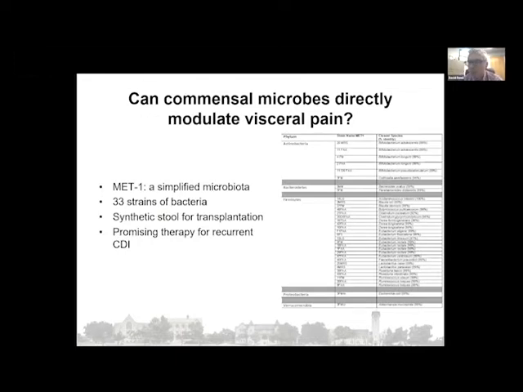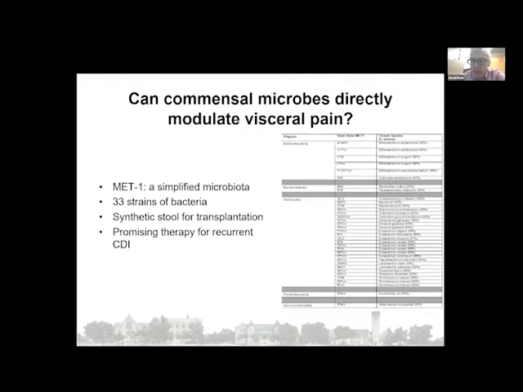And this has been looked at more recently by a colleague here at Queen's, Dr. Alan Lomax. In his lab, they used MET1, or Microbial Ecosystem Therapeutic 1, which is actually a simplified microbiota of 33 strains of bacteria from a healthy individual. And this MET1 was created in a collaboration between Dr. Elaine Petroff here at Queen's and Dr. M. Alan Vercoe at the University of Guelph.